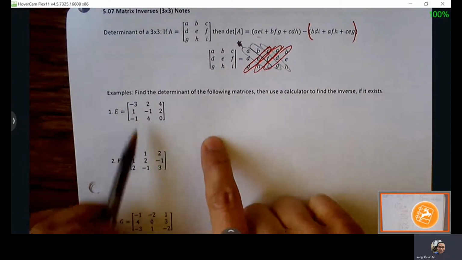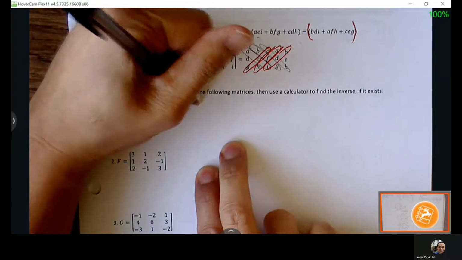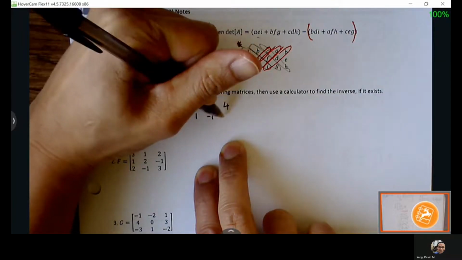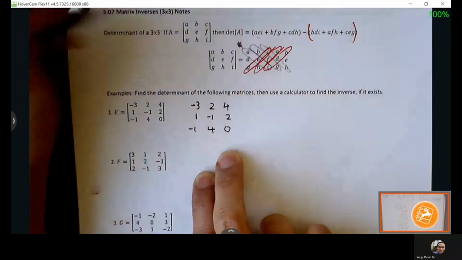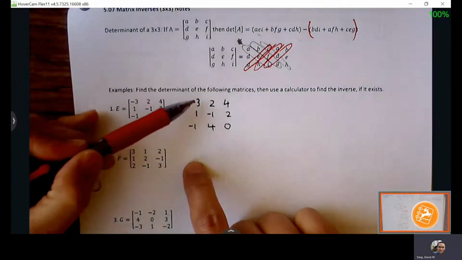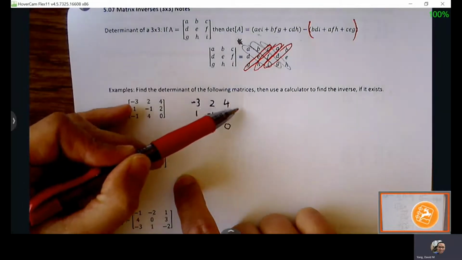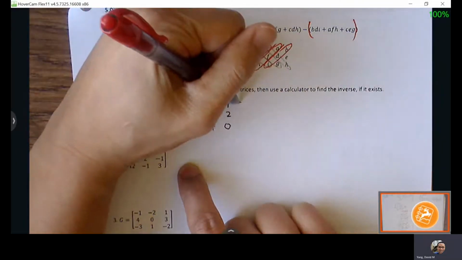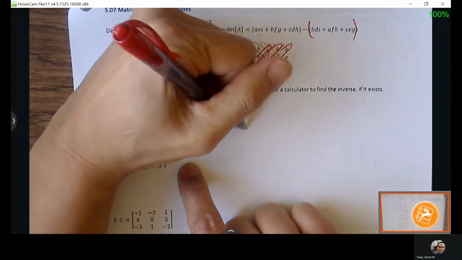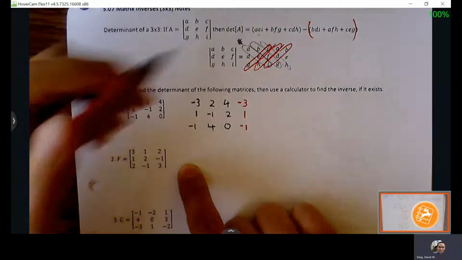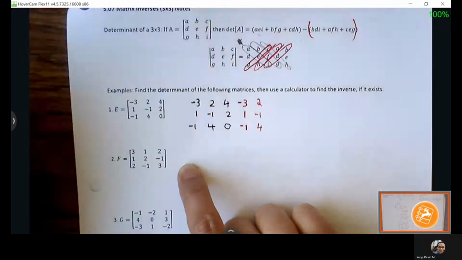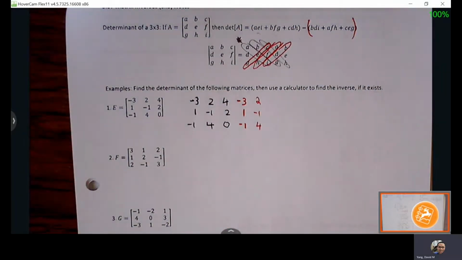So number one, I'm going to write out my initial 3x3 matrix. And now I'm going to recopy my first and second column and put it as my fourth and fifth column. So the negative 3, 1, and negative 1, I'm going to create a fourth column. And the 2, negative 1, 4, I'm going to recopy that and make it my fifth column. Okay, any questions so far?